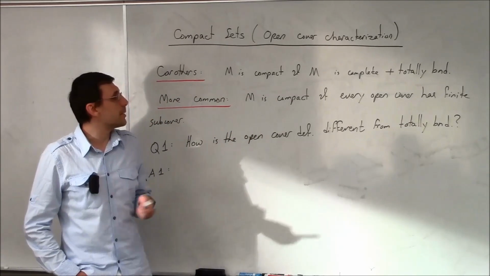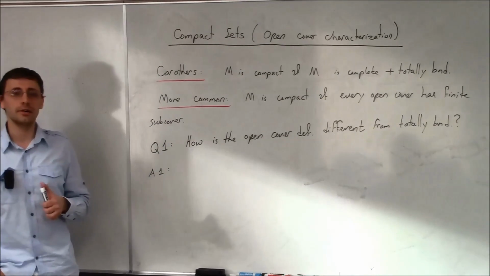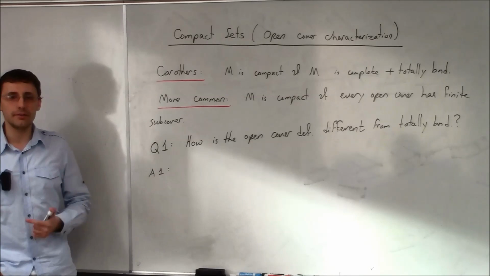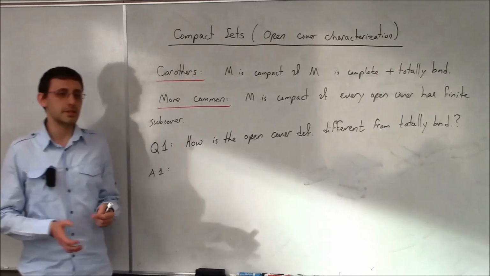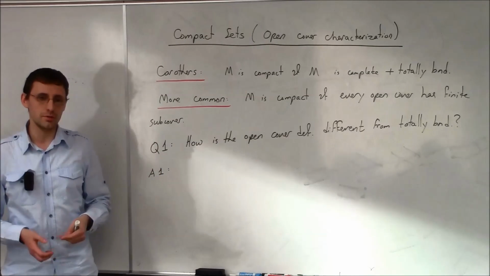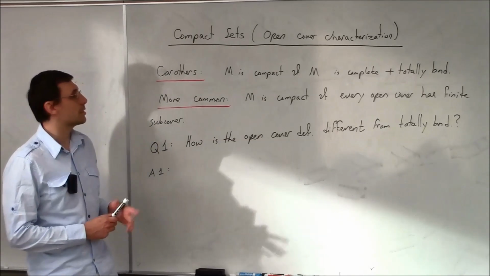So M is compact if every open cover has a finite subcover. First of all, do you understand what it means? Every open cover has a finite subcover. What I think about, at least, is that you have a box of tissues, and those tissues are your open sets. And those tissues can cover your space.